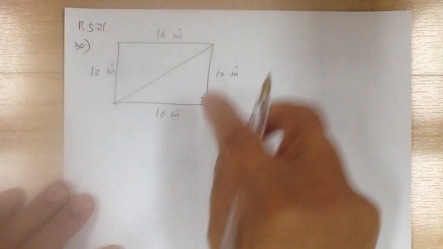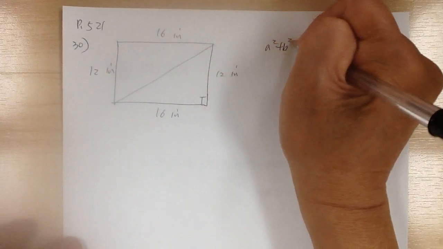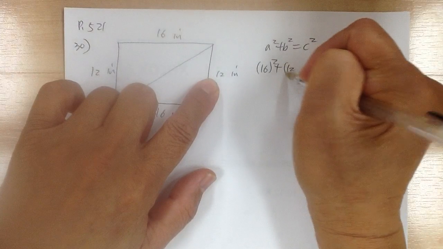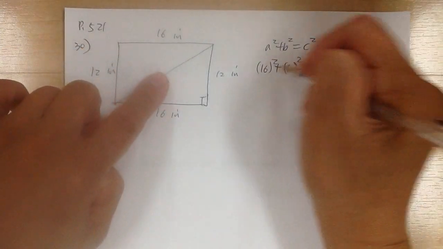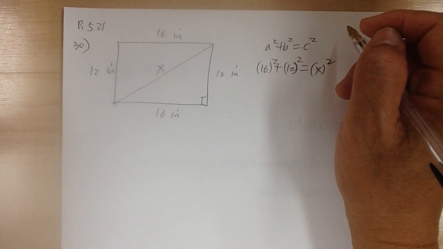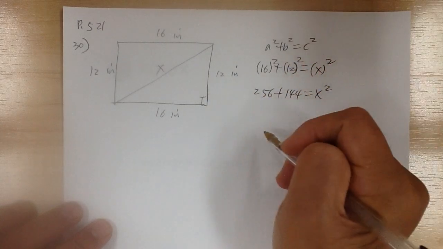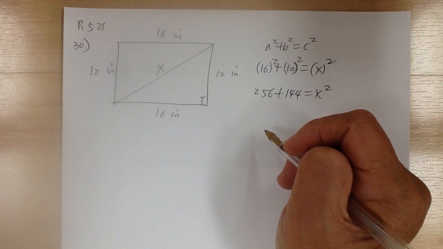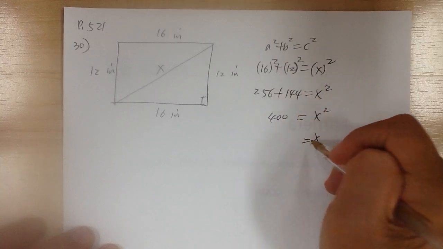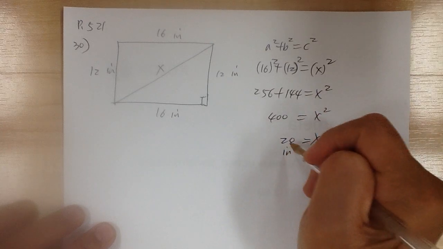Now, sometimes it's easier to visualize if you label all 4 sides. Okay, so again, this is a Pythagorean theorem. So you got a squared plus b squared equal to c squared. So this is your a. That's your b. That's your c, which is x. That's what you're looking for. Okay. So you got 256 plus 144 equal to x squared. So you got x squared equal to 400. So x equal to, you take the square root of that, equal to 20. And the label is inch. Okay.